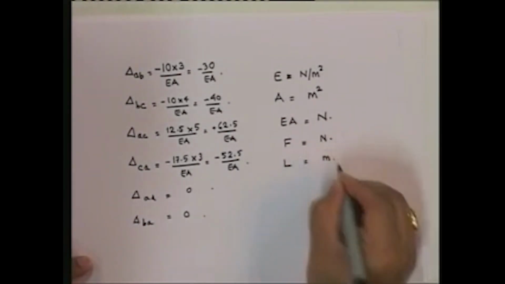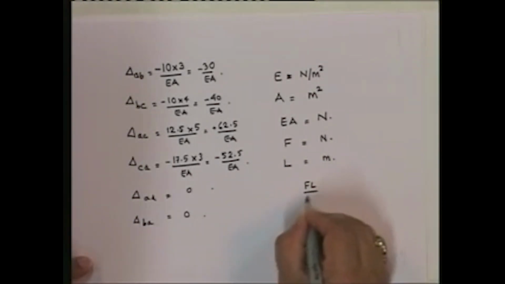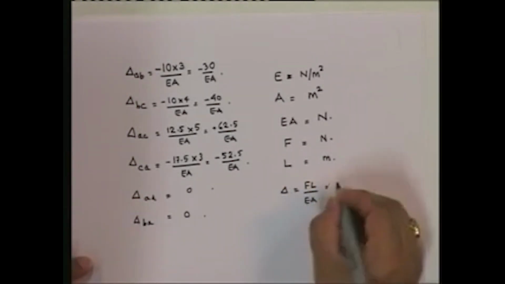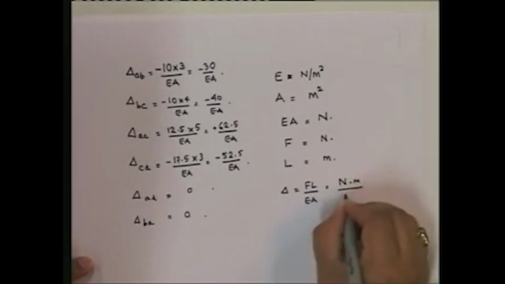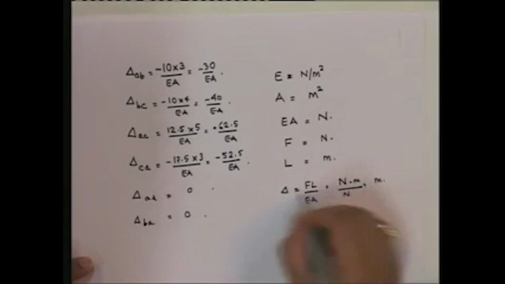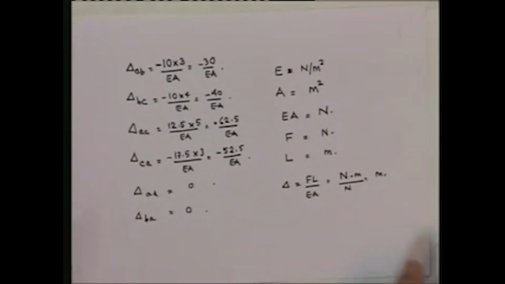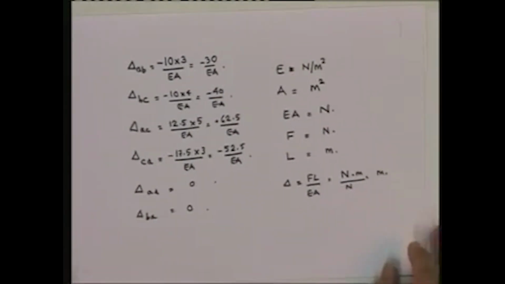Length is meter. So now when I write down delta is equal to FL upon EA, let's see what I'm doing actually. Newton meter upon Newton meter. Units consistent. Delta, which is the displacement or deformation, has to be in meters. So we have dimensional consistency, and that is very important to know when you actually solve a problem.